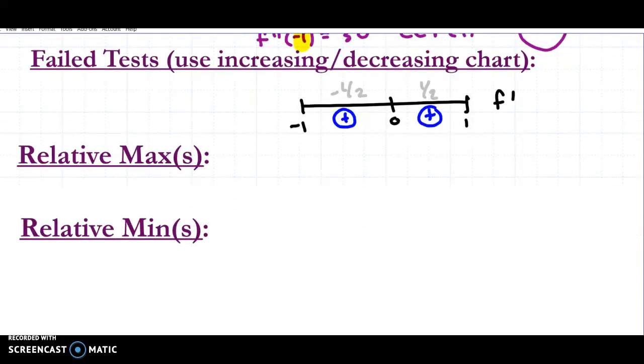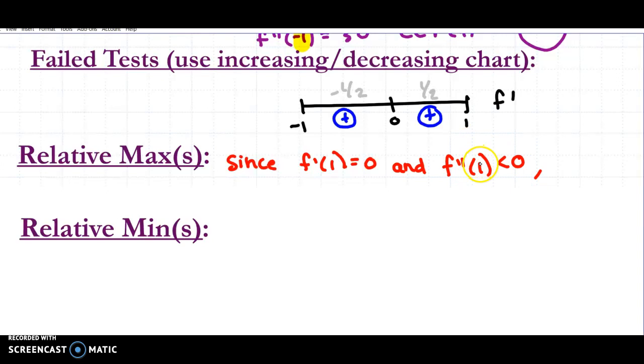So let's use our derivative speak. I know everybody's favorite. So for relative max, since f prime of 1 equals 0, we're just showing that 1 is a critical number. And we're also showing that f double prime of 1 is less than 0. This tells us that it's concave down at 1.